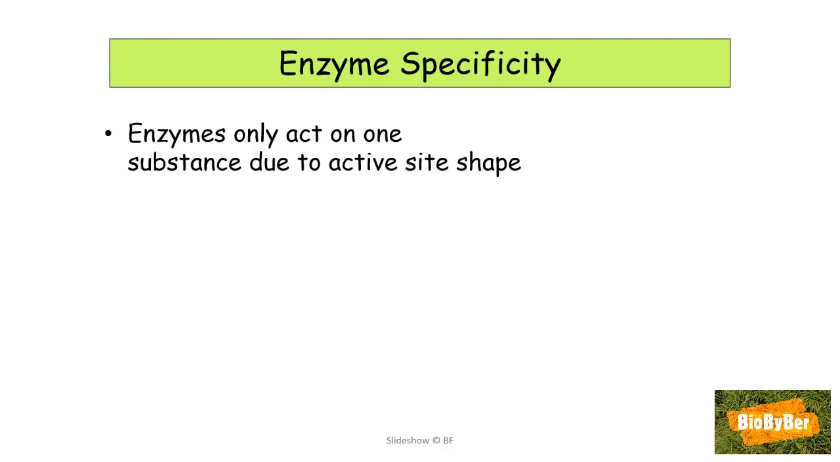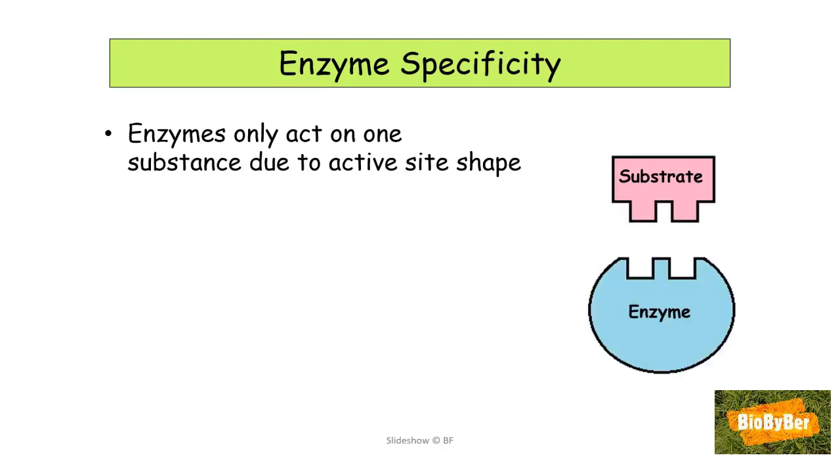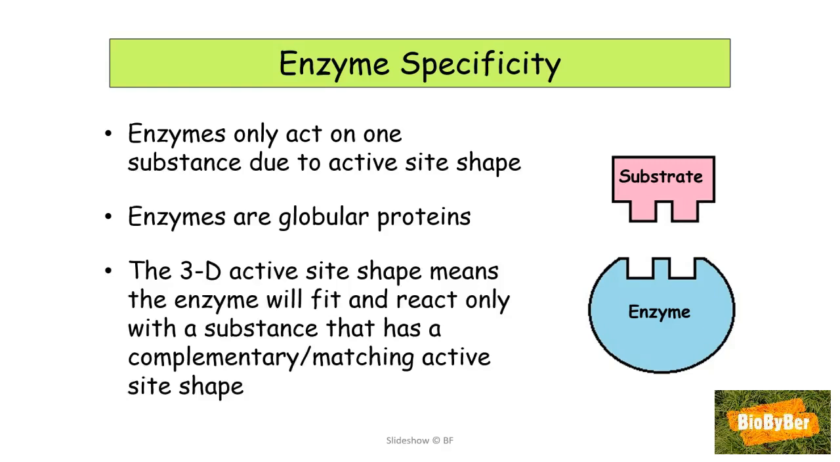Enzymes only react on one substance due to the shape of the active site. As we've said before, enzymes are globular proteins. They have a three-dimensional bulky shape. The 3D bulky shape of a protein means that the active site shape will be three-dimensional as well. The 3D active site shape means that the enzyme will fit and only react with a substance that has a complementary or matching active site shape.